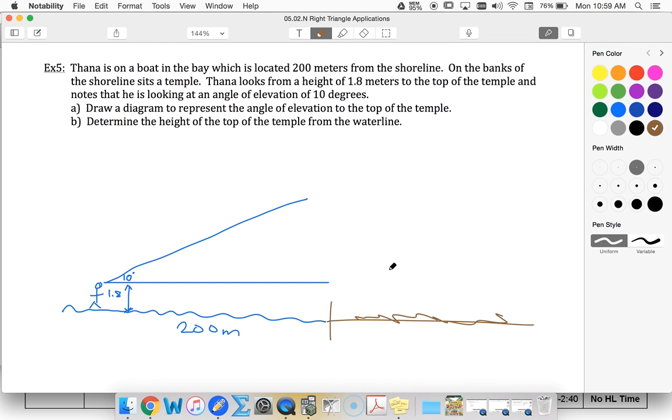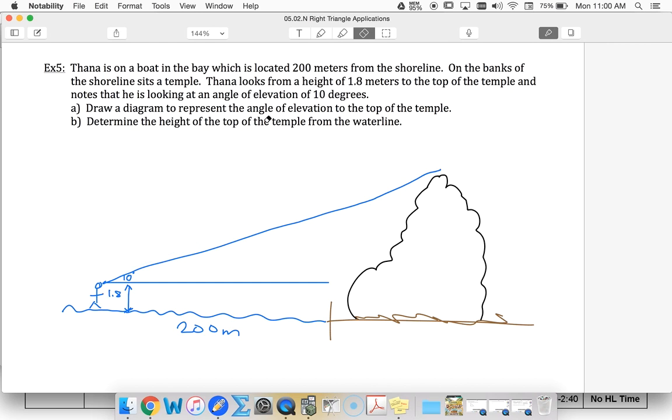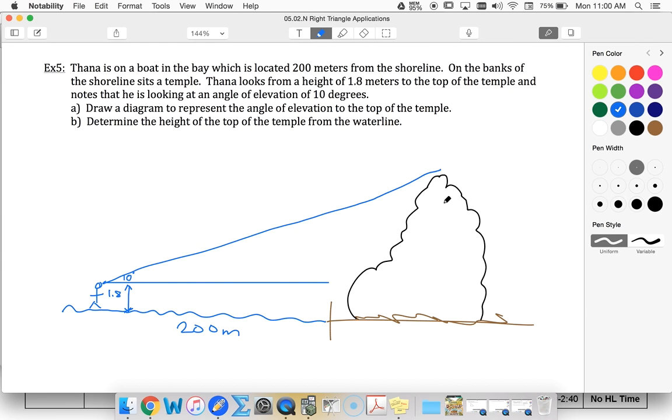All right, and then there's a temple. So we have some sort of big temple sort of structure. So looking up to the top of the temple, we know that it was 10 degrees, and I've got two different heights here. So I've got my height that I'll calculate from my triangle, and then I also have Tana's height. So obviously we haven't drawn this to scale because he's only 1.8 meters tall. My temple's gonna be very tall. But I've got some triangles that I can work with.